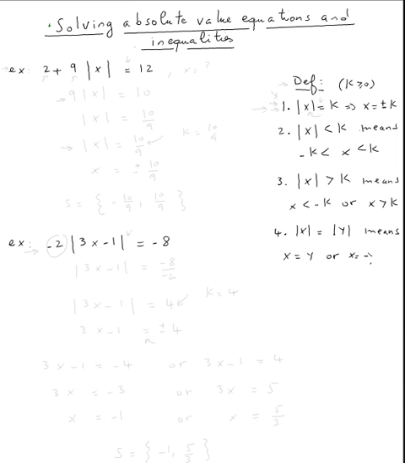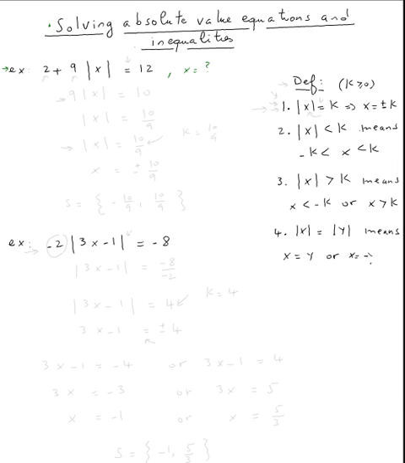Topic is solving absolute value equations and inequalities. So let's do the first example. Let's look at the first example. 2 plus 9 times absolute value of x is equal to 12, and we're supposed to solve for x.